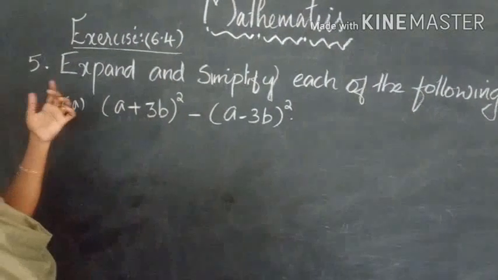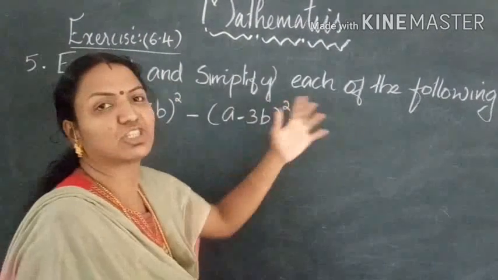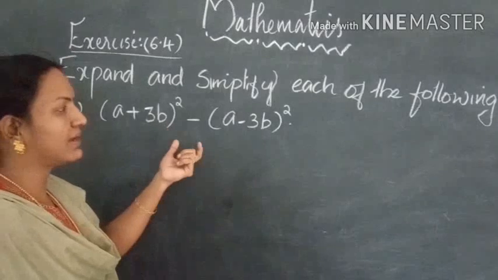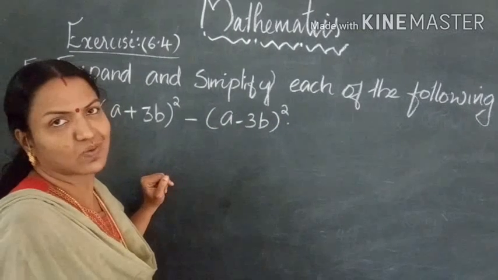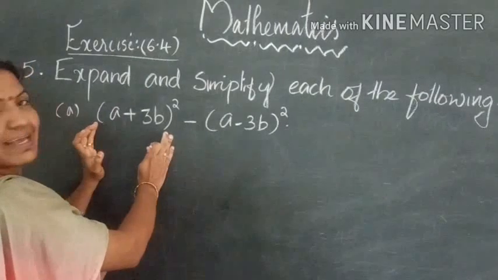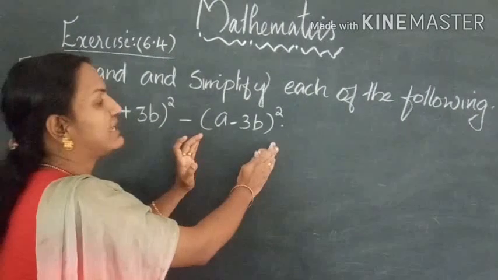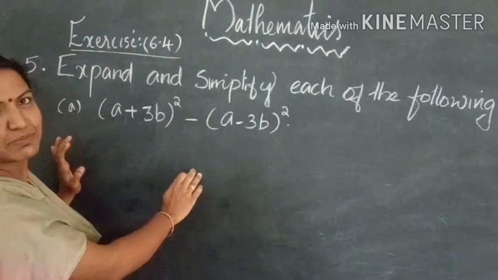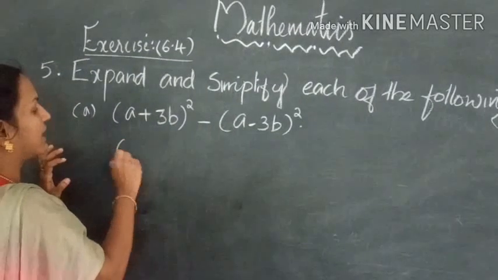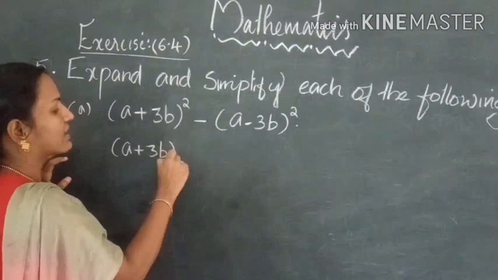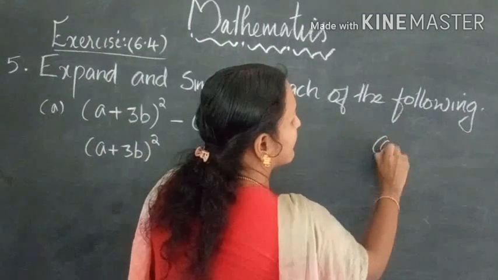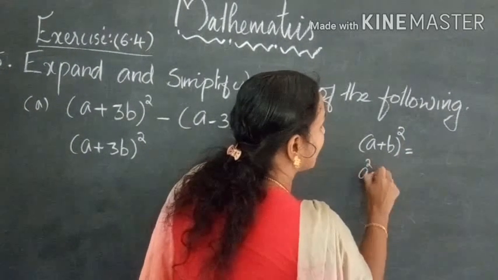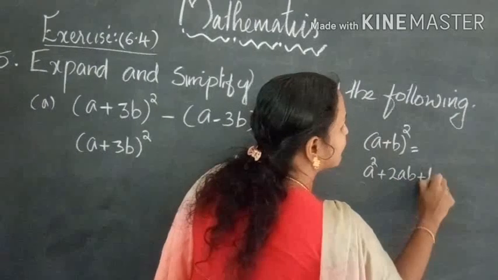Next question, question number 5. Expand and simplify each of the following. The first option: (a + 3b) the whole square minus (a - 3b) the whole square. The first term is in the (a + b) the whole square form and the second one is in the (a - b) the whole square form. First we have to expand these two algebraic expressions. First one, (a + 3b) the whole square. (a + b) the whole square is equal to our first identity, a square plus 2ab plus b square.